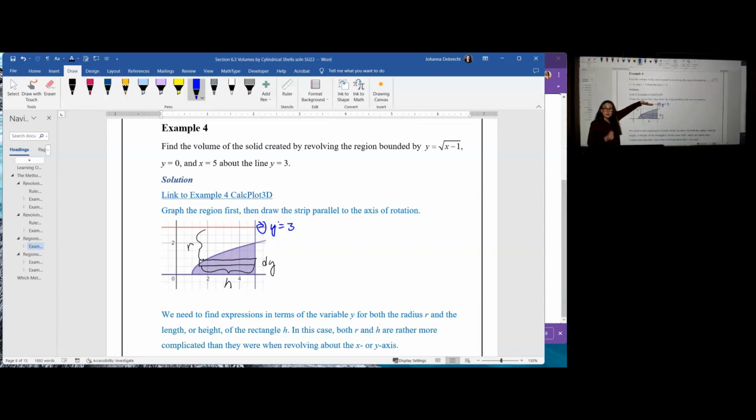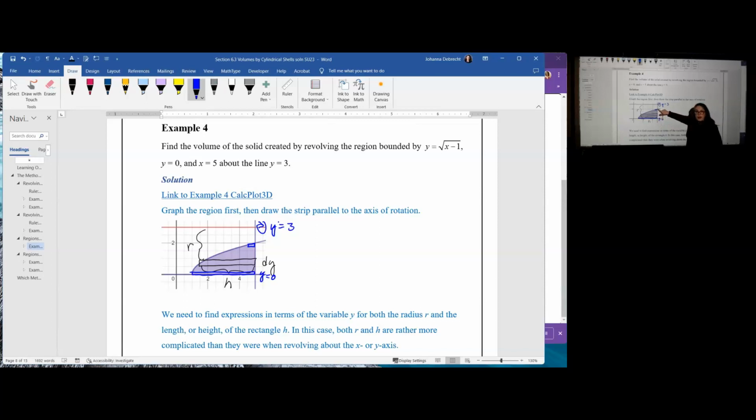For shell, we go parallel. This is going to give us horizontal strips, and the first one is going to occur here on the lower boundary, which is y equal to 0. So my first strip is going to give the lower limit of integration 0. Notice that the top strip is not up here at y equal 3. It is not at the axis of rotation. It is instead right here where this square root function meets the line x equal 5.